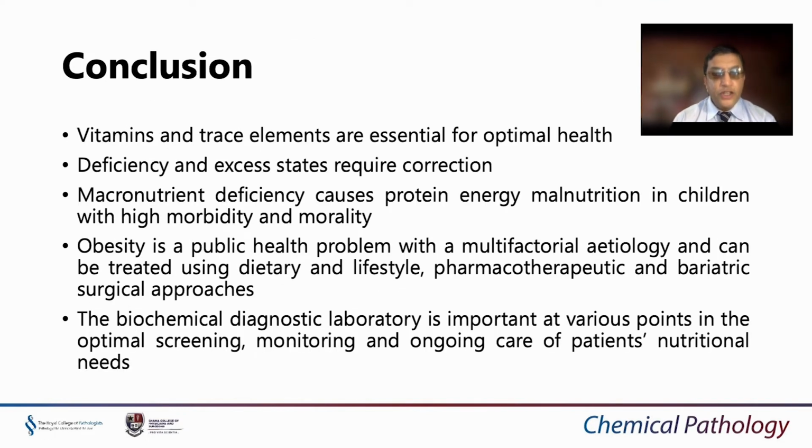We've come to the conclusion of the first lecture. It is evident that vitamins and trace elements are critical for optimal health in humans. Deficiency and excess states of vitamins and trace elements do require correction to maintain this optimal health. Macronutrient deficiency can result in protein energy malnutrition. This can especially affect children in developing countries and cause high morbidity and mortality.